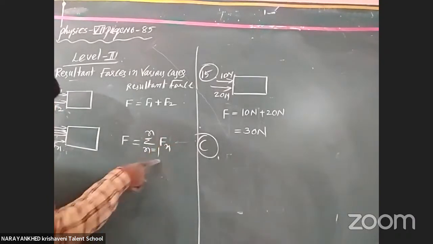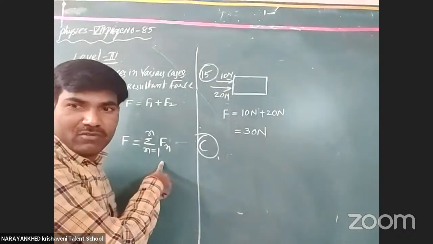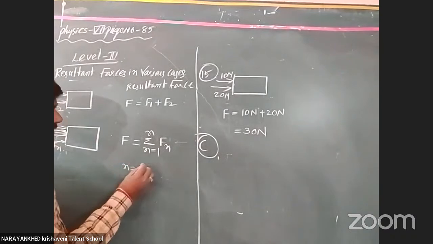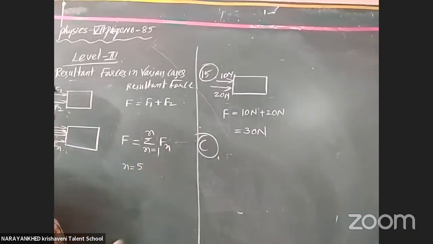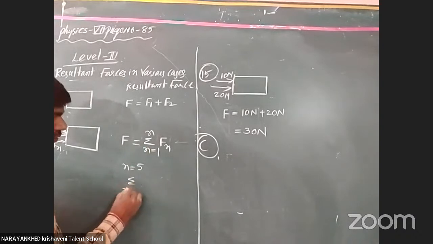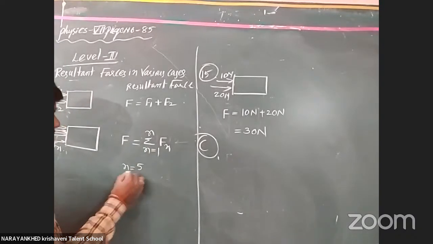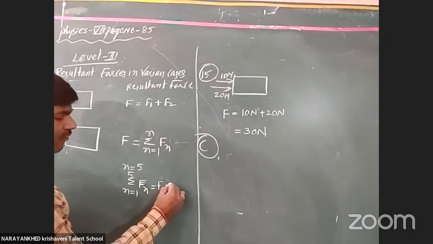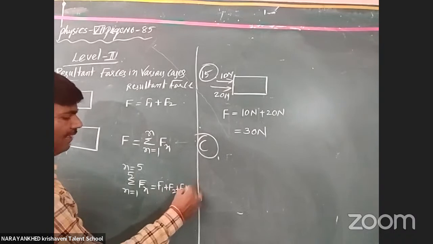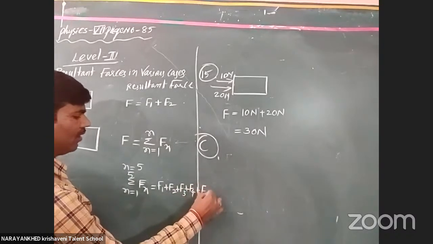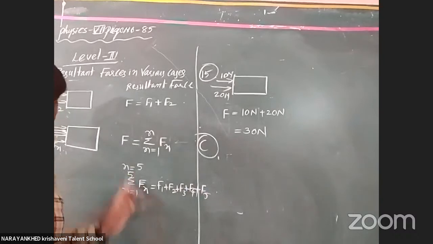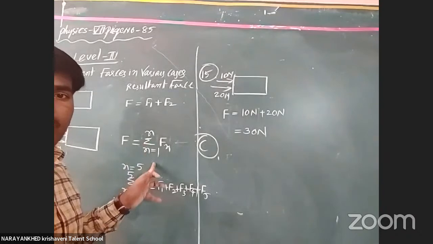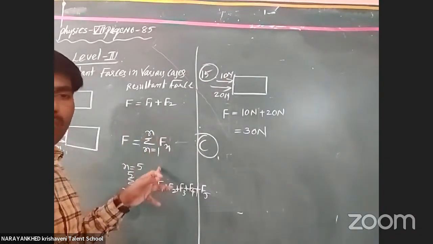What is the meaning of it? Do you know the mathematics? When we write that sigma, suppose I take n equal to 5. What is the expansion of this? The sum from n equal to 1 to 5 of Fn is nothing but F1 plus F2 plus F3 plus F4 plus F5. Got it or not? In mathematics, sigma is nothing but sum, from where to where is given as n equal to 1 to n.